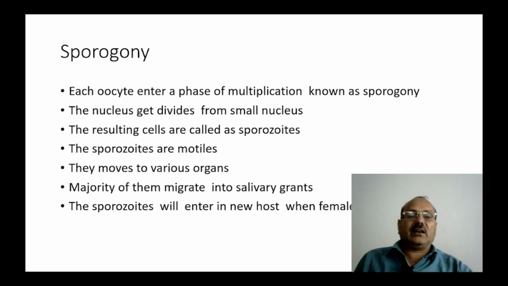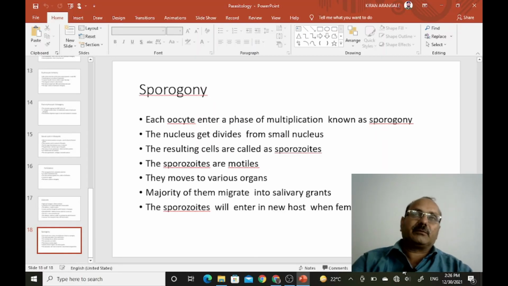The sporozoites are motile. They move to various organs. The majority of them migrate into the salivary glands of the mosquito. The sporozoites enter a new host when the female mosquito bites. This is the life cycle of the malarial parasite, Plasmodium vivax.